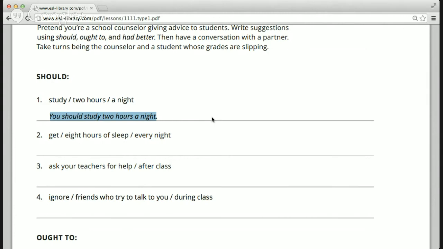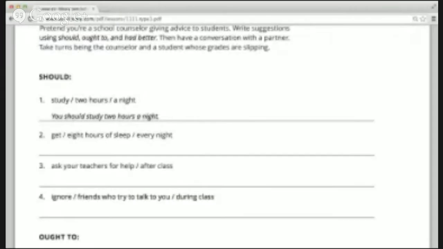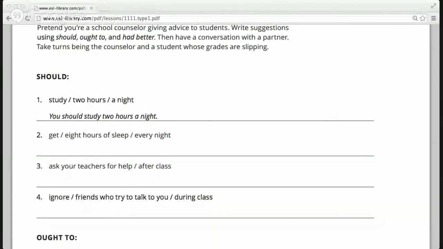Okay, so that's what we're going to do. We're going to put these together. All right, let's start off here with Tala. Tala, number 2 is for you. Go ahead and read that, please. You should get 8 hours of sleep every night. Good. You should get 8 hours of sleep every night.